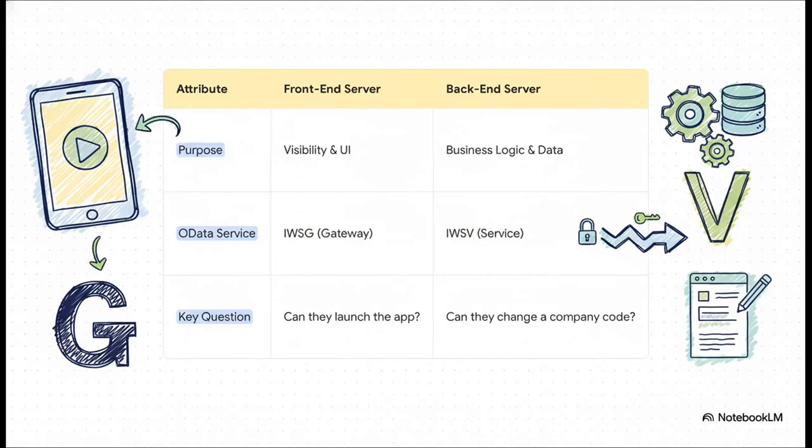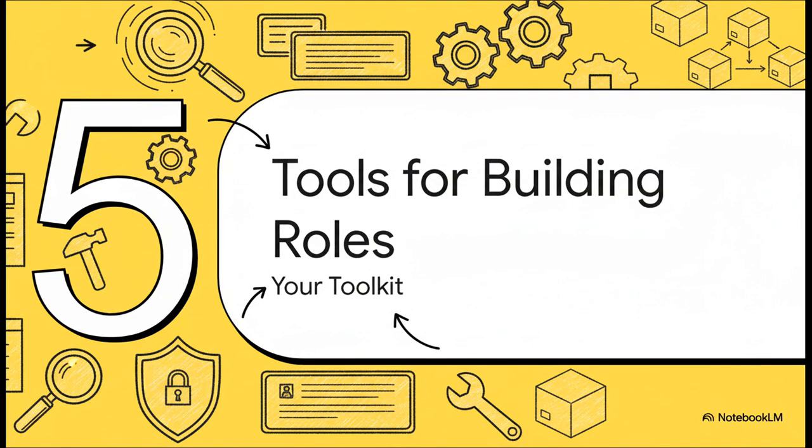This table really breaks it down perfectly. The front-end server's purpose is all about visibility and the user interface. Its key question is, can they launch the app? The backend server is all about the business logic and data. Its question is, what can they do inside the app? And technically, this is all managed by something called OData services. The front-end role gives access to the gateway service, or IWSG, which is like the bouncer at the front door. The back-end role gives access to the service itself, or IWSV, which dictates what you can do once you're inside the club.